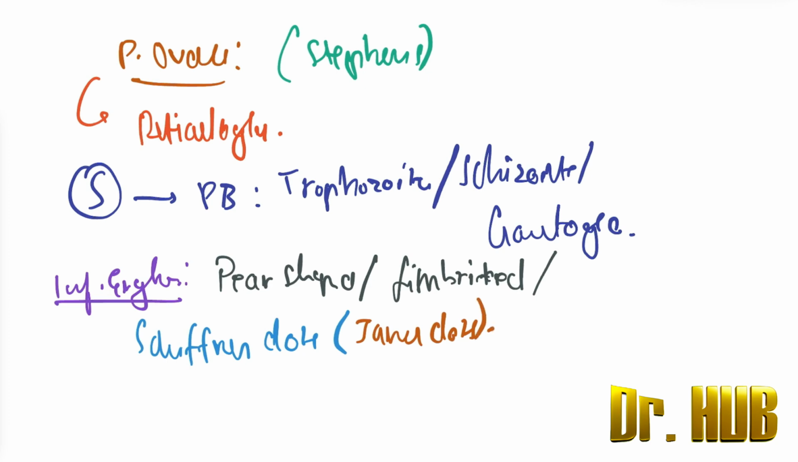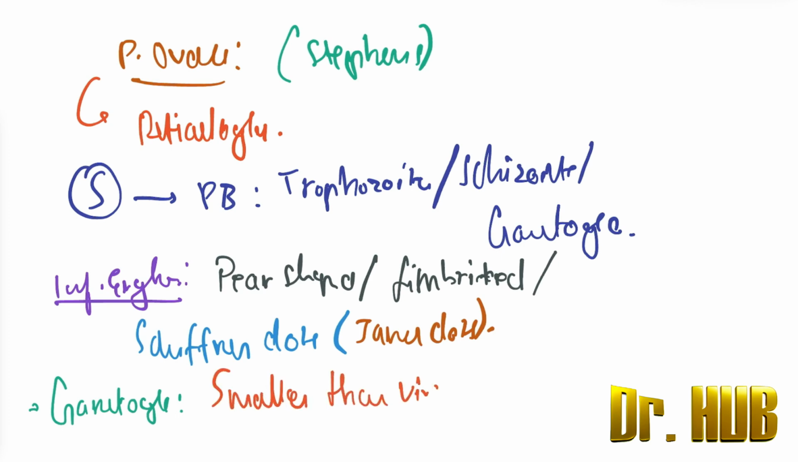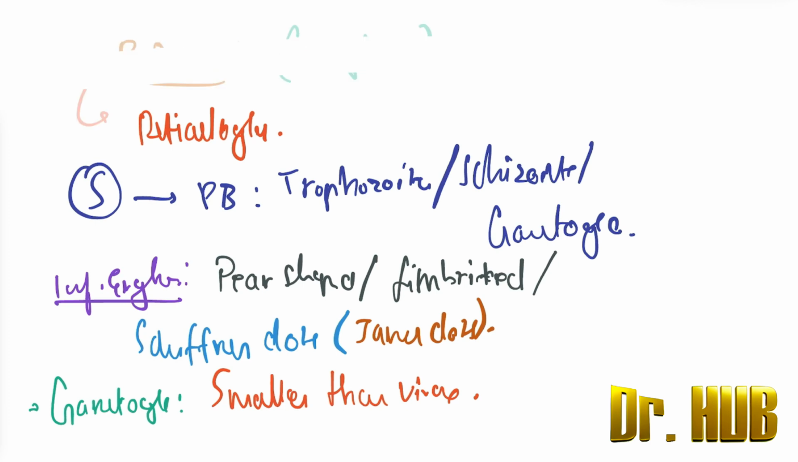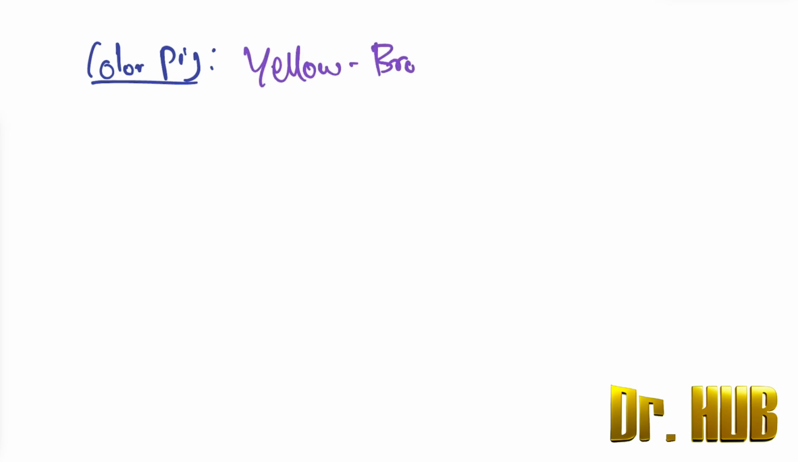Next we look at the gametocyte. The gametocyte is similar to, but smaller than, the vivax. Next, what about the color of the pigment? The color of the pigment is yellowish brown. Then what about the hypnozoites? The hypnozoites are present.